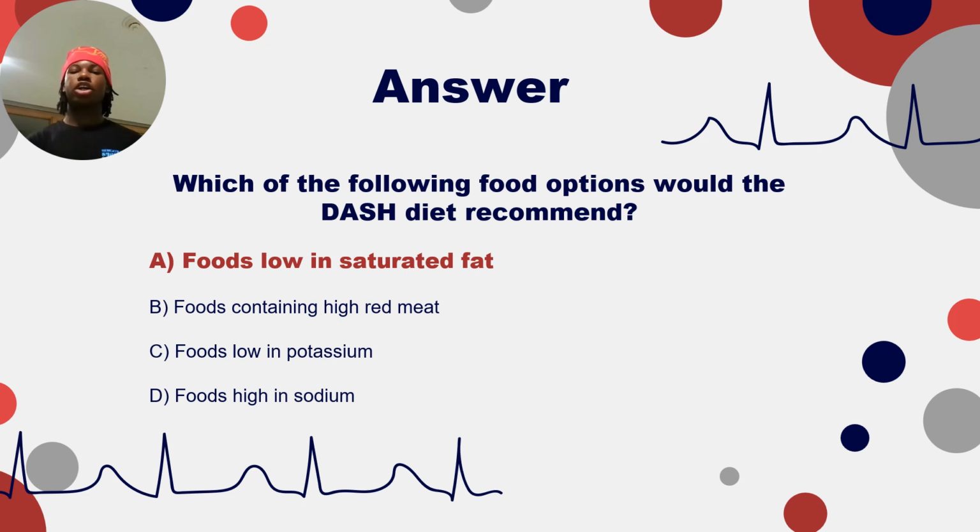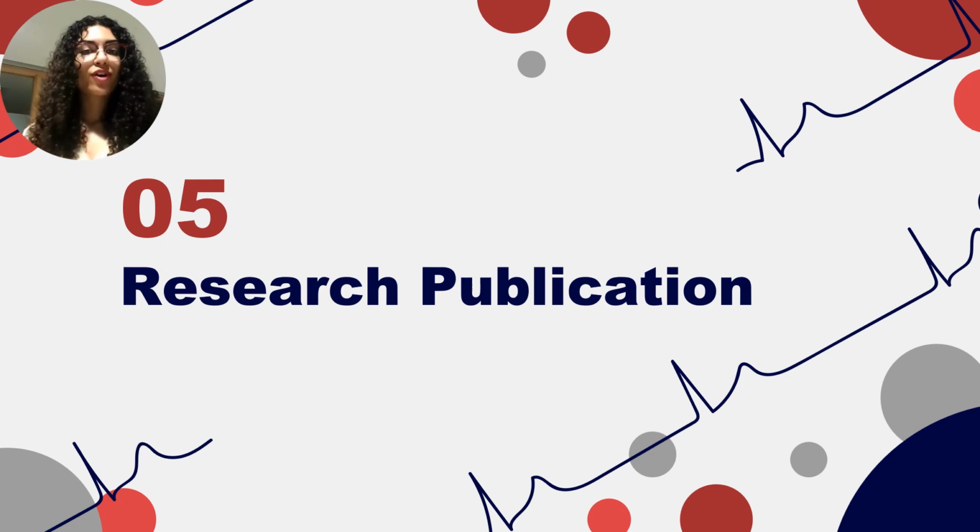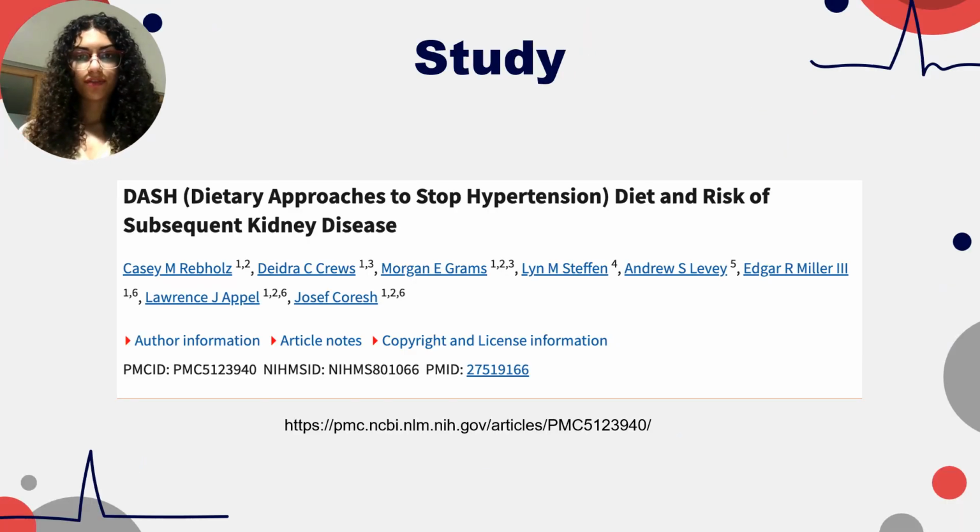The correct answer is option A, foods low in saturated fat. The DASH diet actually promotes lean meats, food high in potassium and low in sodium, which is the biggest part of the diet and why it is so useful in addressing hypertension. And now we will move on to a research publication that addresses the DASH diet and its relation to hypertension.